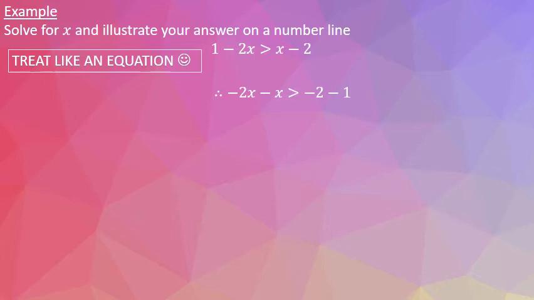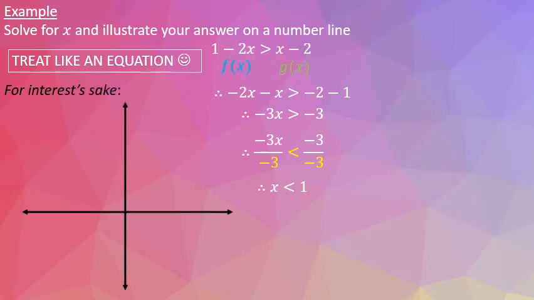So I've left my negative 2x and I've brought over the x to make it negative 2x minus x is greater than, I've left the negative 2 in place, but I've brought over the 1. So to simplify, we have negative 3x is greater than negative 3. Now remember what I said, to get x all by itself, we're going to have to divide by negative 3. But the minute you divide by a negative, flip over the inequality sign, and there you'll get x is smaller than 1.